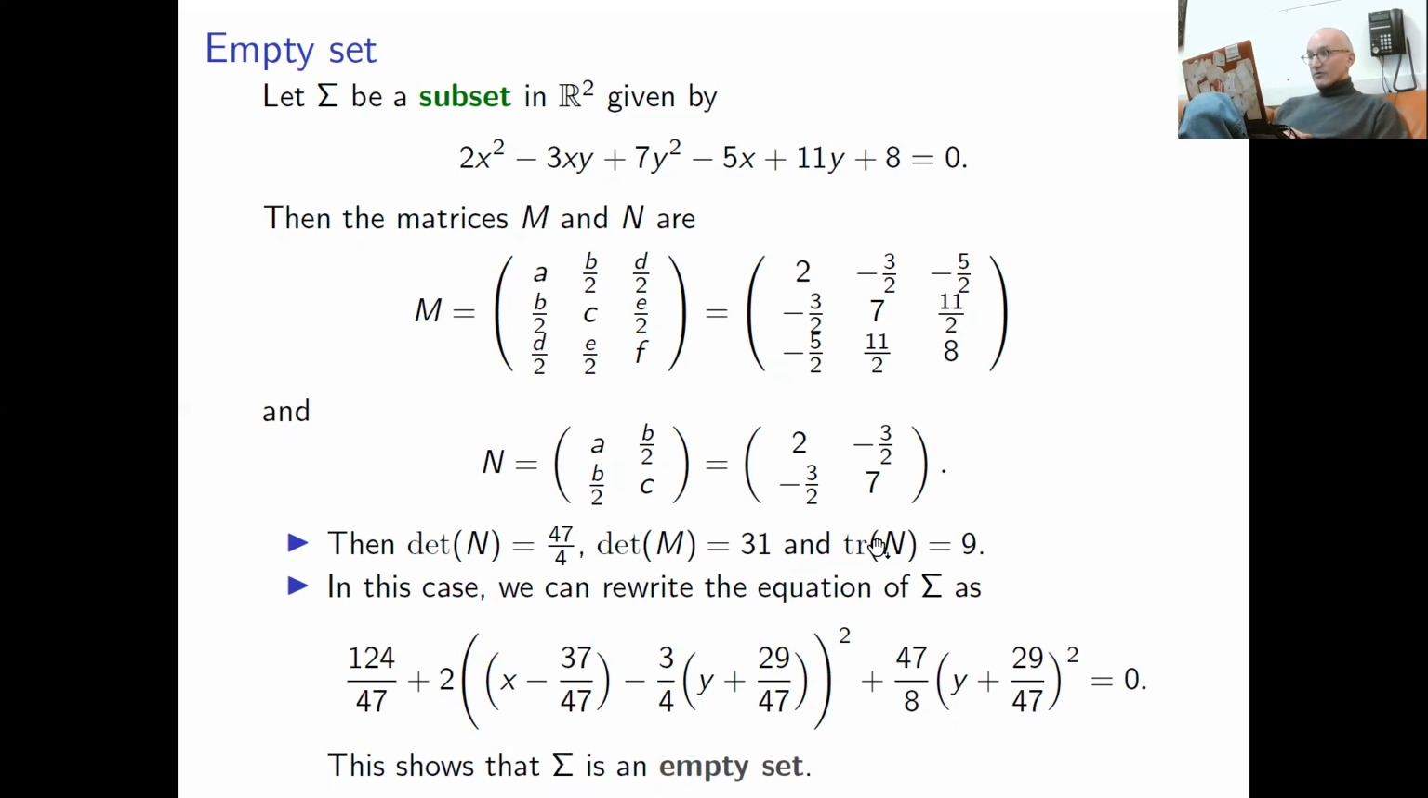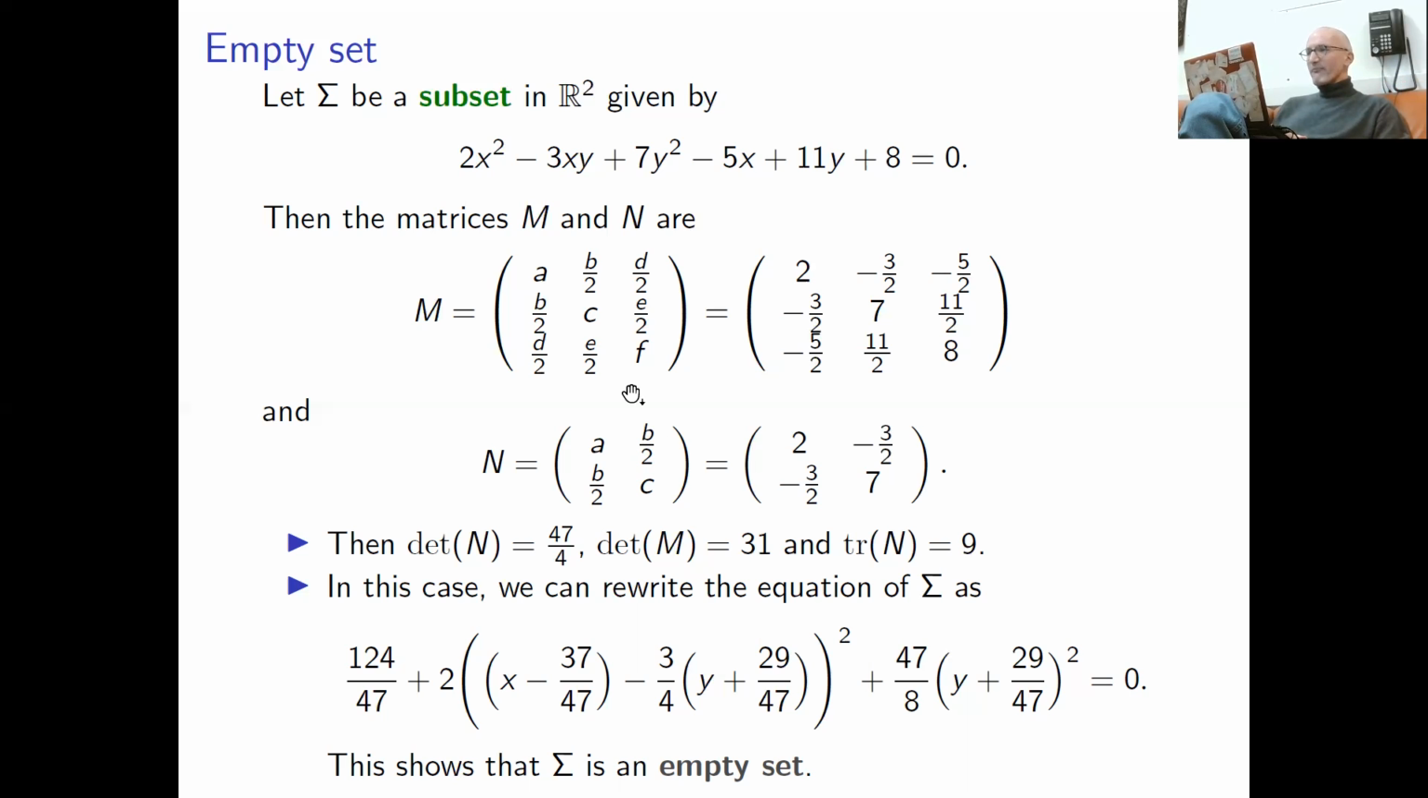Okay, so again, how do we think about this condition? Imagine that after rotation and translation, both your matrices are diagonal. So your matrix M is going to be lambda 1, lambda 2, and some number. And your matrix N is going to be lambda 1, lambda 2. So how do we distinguish the cases? If the determinant of M is positive and the eigenvalues of N are positive, your equation looks like lambda 1 x squared plus lambda 2 y squared plus some positive number equals 0, which is the empty set.